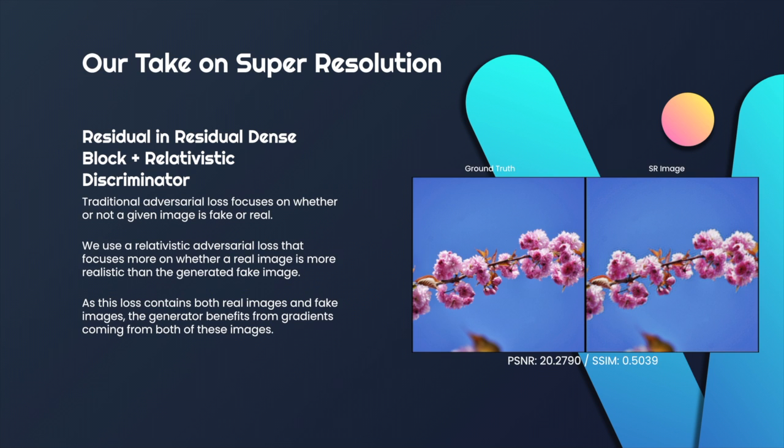Traditional adversarial loss functions focus on whether or not a given image is fake or real. We use a relativistic adversarial loss that focuses more on whether a real image is more realistic than the generated fake image. As this loss contains both real images and fake images, the generator benefits from gradients coming from both of these images. Although the metrics are not as high as just applying the TV loss, we can still see that the generated image here contains more high-frequency details.